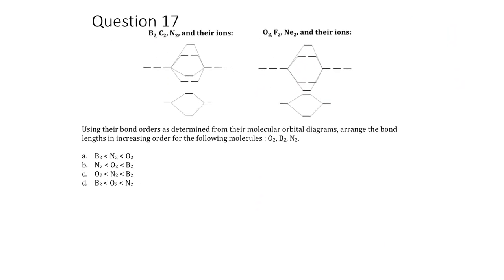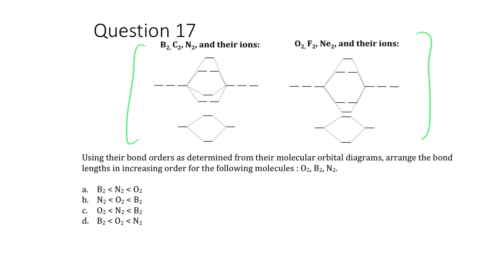Another MO question. We give you these base diagrams on exams, so it's all about filling in their electrons and understanding what to do from there. Using their bond orders as determined from the MO diagram, arrange the bond lengths of the following molecules. So rank them in increasing order: O2, B2, N2. Let's start with B2.